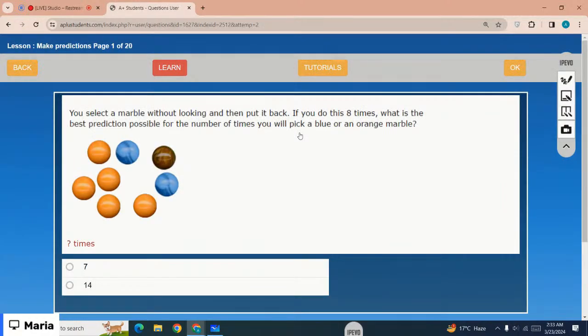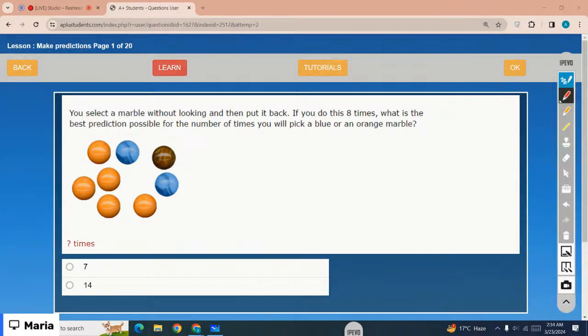You select a marble without looking and then put it back. If you do it 8 times, what is the best prediction possible for the number of times you will pick a blue or an orange marble, right? You have two blue, and one, two, three, four, five of them are orange, right? You did it 8 times.